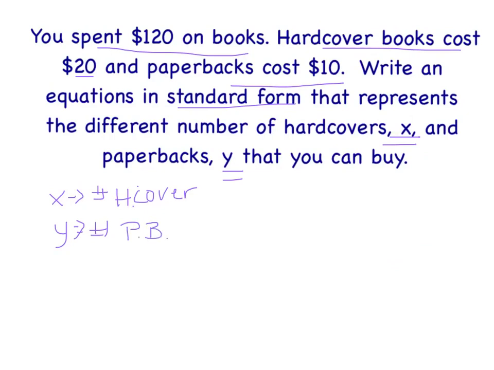So we just have to take the cost of each. So the hardcovers cost 20, and we don't know how many we have, but that amount plus the amount for paperbacks equals our total amount. And that's it. You're done.